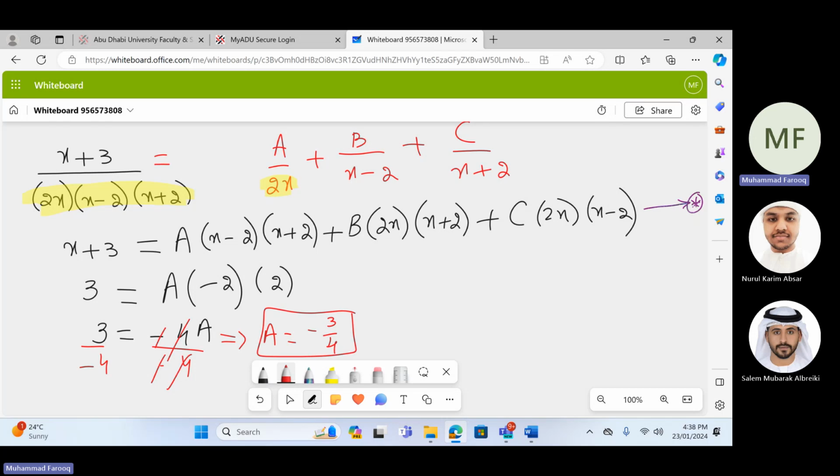From the second factor, make it equal to 0. What is x value? 2. Now put 2 in star. Now you have to substitute 2 in star, please.